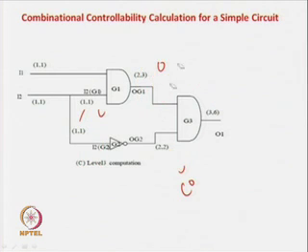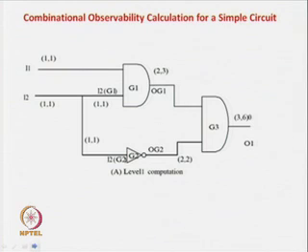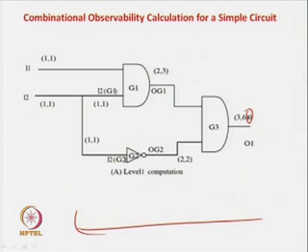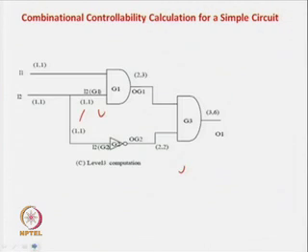So, now we see for the same circuit, how can we find out the combinational observability? For this, we have to do reverse propagation. So, now you see the observability of this one is 0, the primary output. Now, this is level 1. Now we go to the next level.